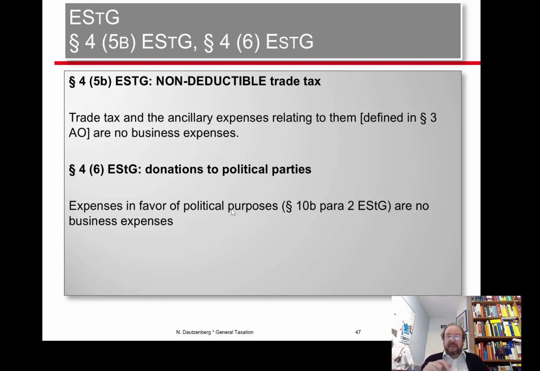Trade tax is not deductible when you compute the taxable profit from business, and donations to political parties also not a business expense, although in reality very often donations to political parties by business owners are motivated by business ideas who want to create a positive atmosphere with politicians.